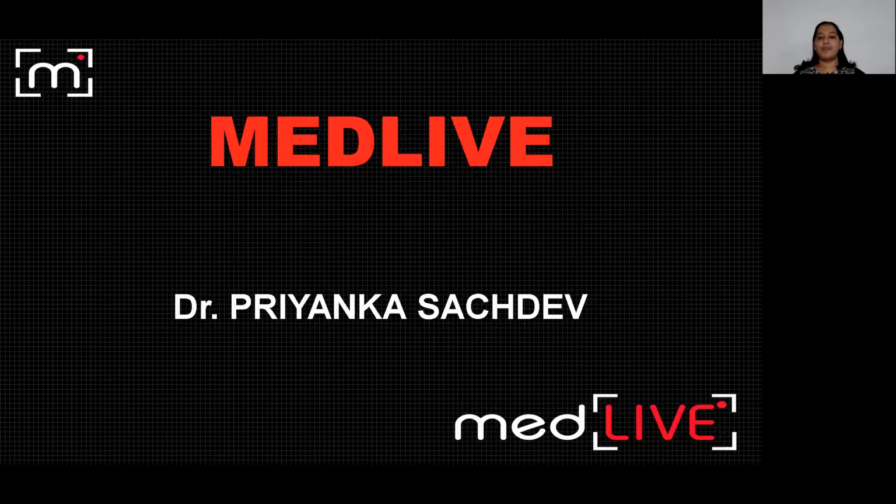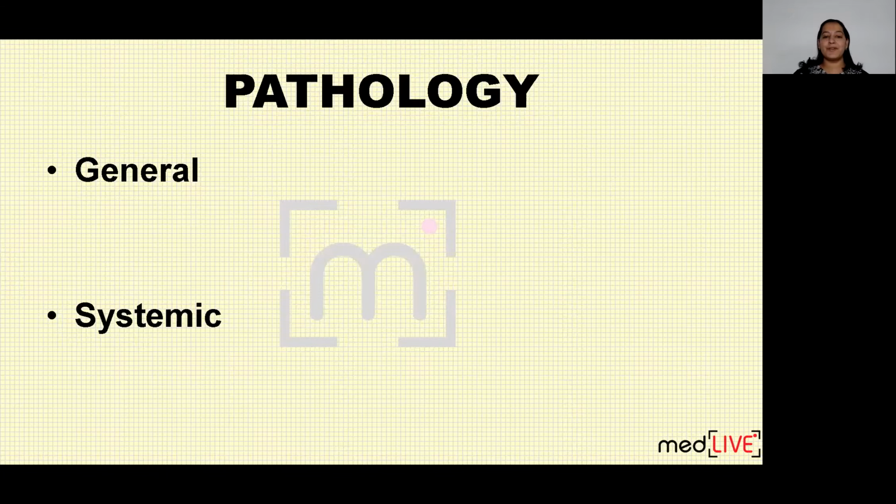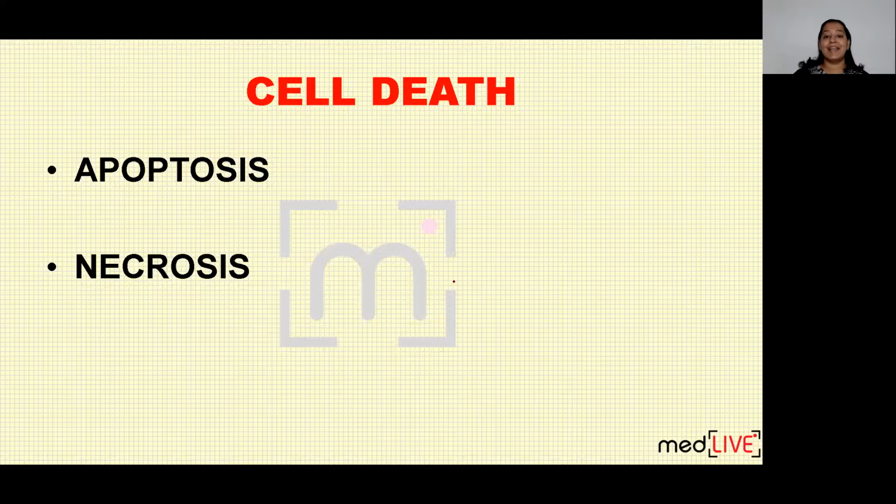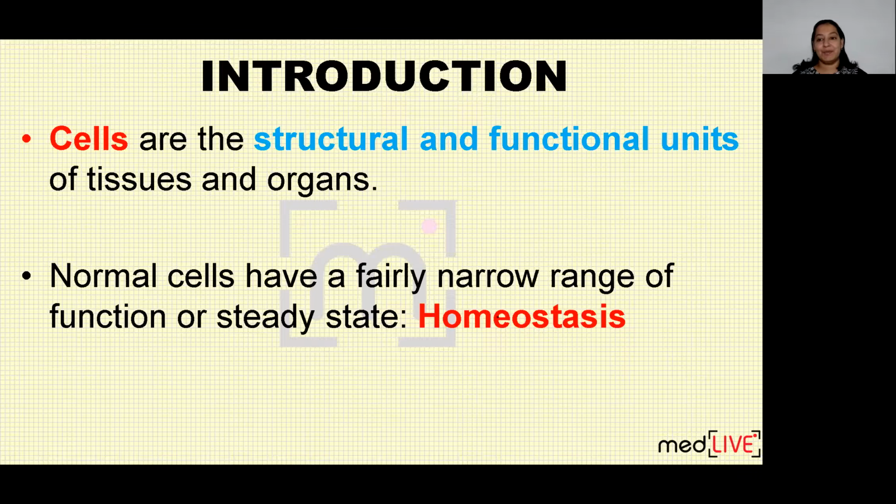So I am going to talk about a small topic from general pathology, that is cell death. We know that cell death are of two types, apoptosis and necrosis. In this lecture, I will be covering apoptosis. In the next lecture, I will be covering necrosis. So before starting apoptosis, I would like to briefly give an introduction.